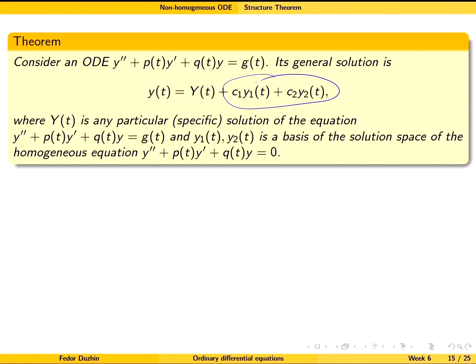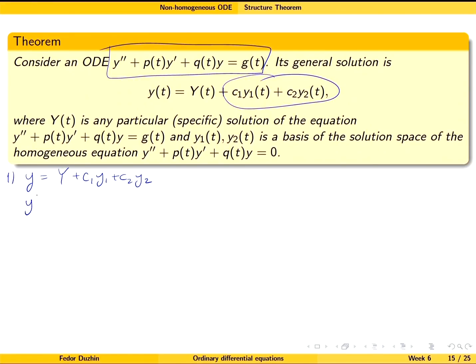To prove this theorem, we need to do two parts. The first part is we need to show that any function of this form is a solution of this differential equation. So let's do it. Suppose that our function y is expressed as y capital, which is a particular solution of the non-homogeneous equation, plus c1 y1 plus c2 y2, where y1 and y2 are linearly independent solutions of the homogeneous equation. And so let us just substitute it into our non-homogeneous equation.